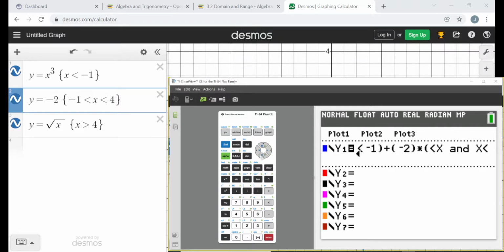I need to scroll back and insert -1. I probably should have just put -1 first. Oops, that replaced the parentheses. I don't want that. I want it here. Insert negative, insert 1. Oops, what did I do?